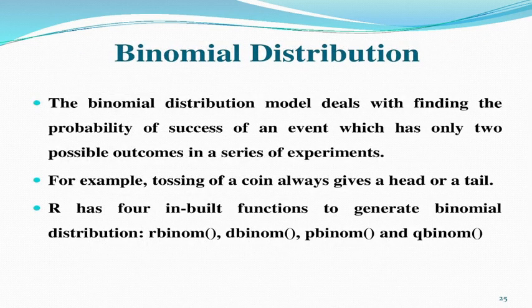The binomial distribution model deals with finding the probability of success of an event which has only 2 possible outcomes in a series of experiments. For example, tossing of a coin always gives a head or a tail. R has 4 inbuilt functions to generate binomial distribution: rbinom, dbinom, pbinom and qbinom.